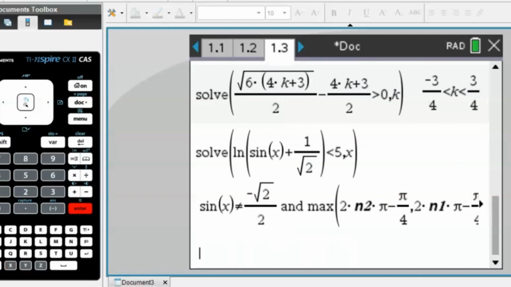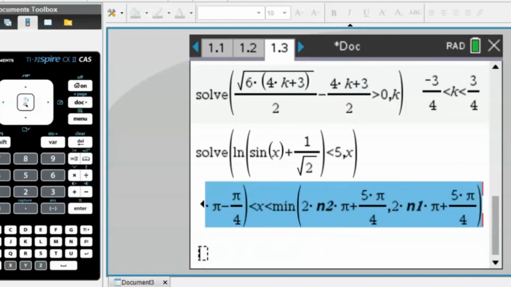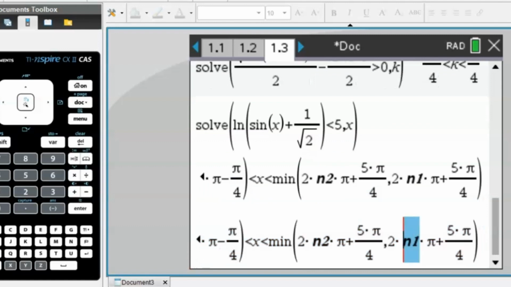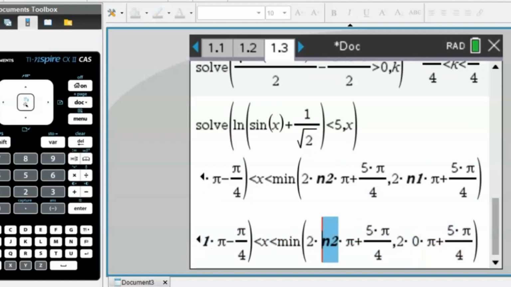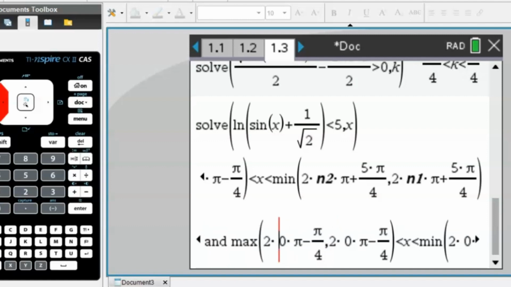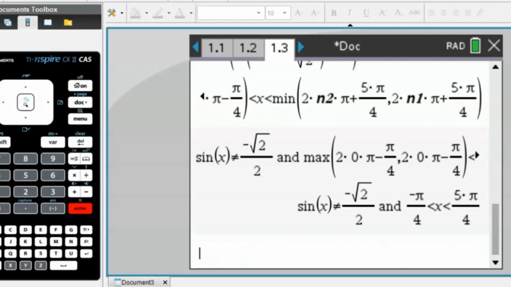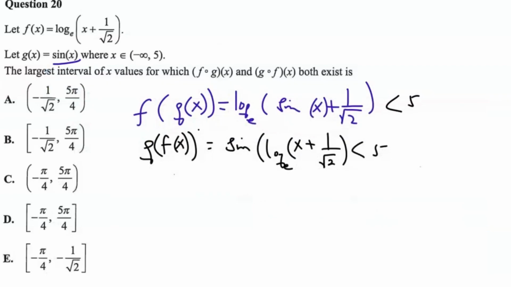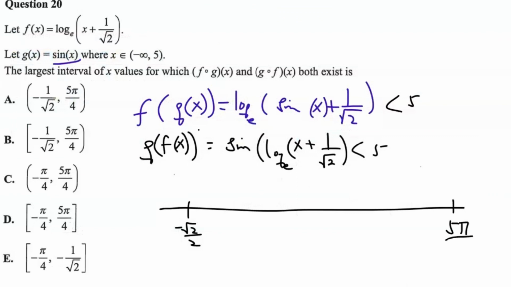If I put this whole thing there, and I say when n equals 0, what do I get? That's 0, and that's 0, and that's 0. And I just press enter. So that gives me that. But if I sketch that, what do I get? I get this one here. If I put a number line, well, x cannot be negative square root 2 over 2, so that's basically what they said. And the highest is actually 5 pi over 4.